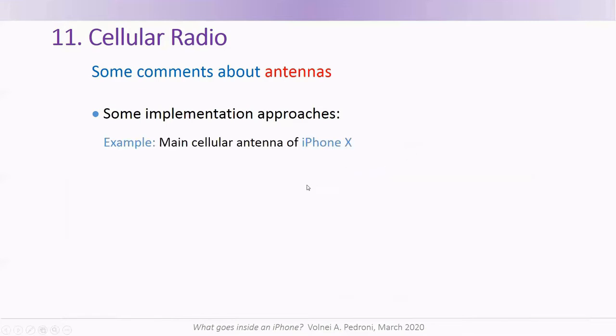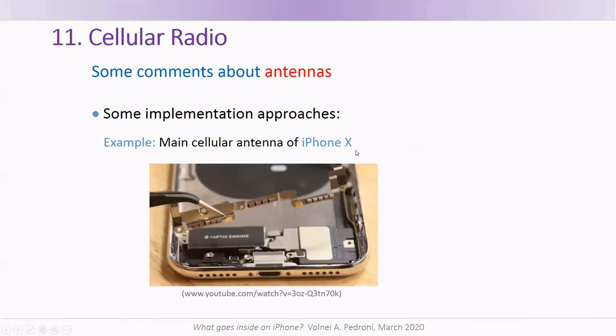Let me show you the antenna in the iPhone 10. Here it is. It is installed down here. It's just lifted here so you can see it better. So this is the main cellular antenna. Other antennas will be seen as we move to the next topics.